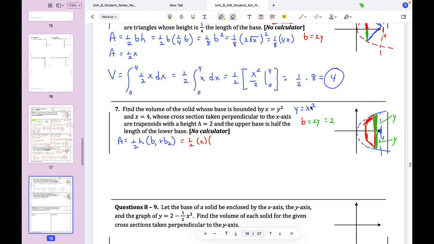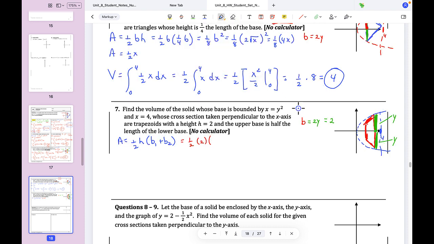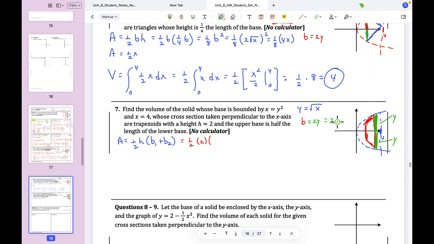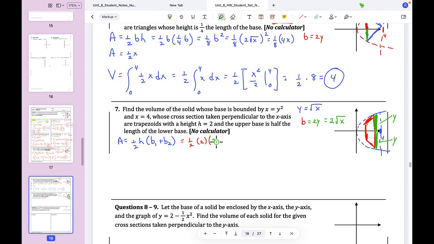Oops, I wrote that wrong there. Okay, x equals y squared, so y equals the square root of x. Okay. So base is 2y, so it's 2 square root of x. Okay, so that's going to be base 1, 2 square root of x. Plus base 2, which is half of that. So base 2 is just the square root of x.